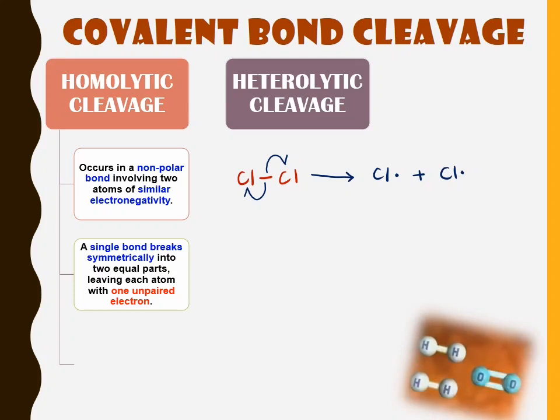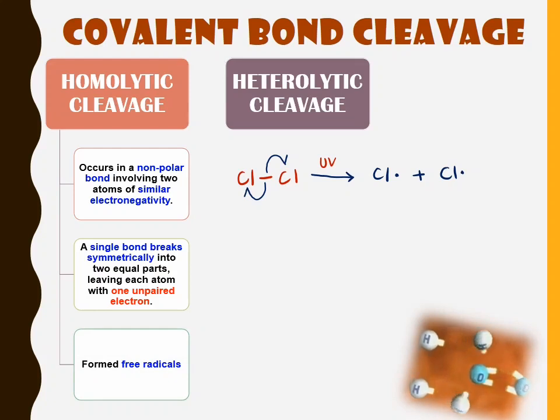The homolytic cleavage will occur in the presence of UV or sunlight. The function of UV here is to provide energy for homolytic cleavage. The product formed is actually free radicals. So this is homolytic cleavage.